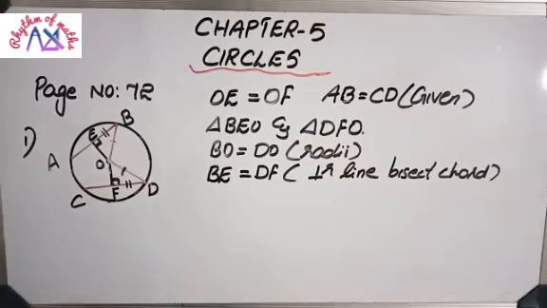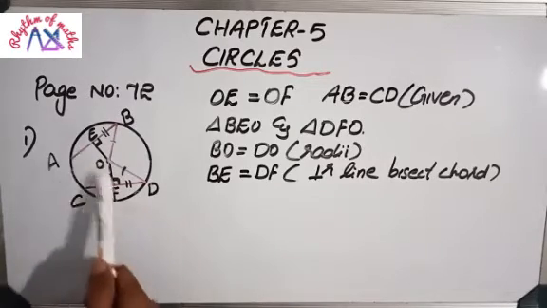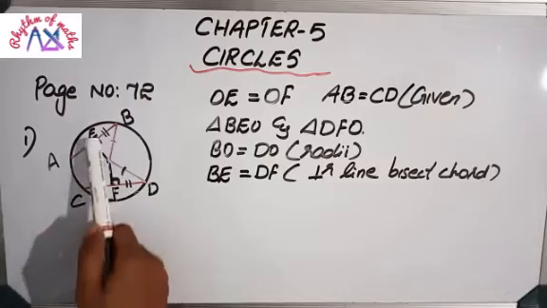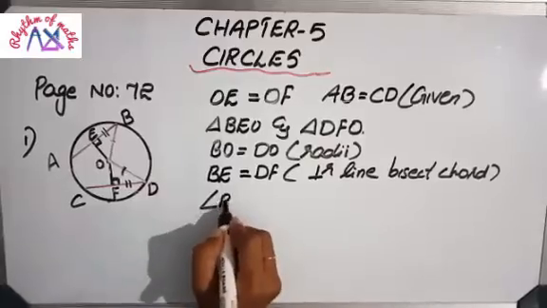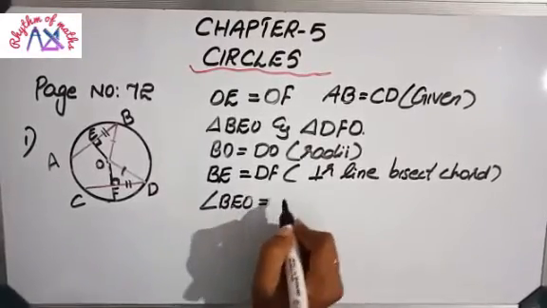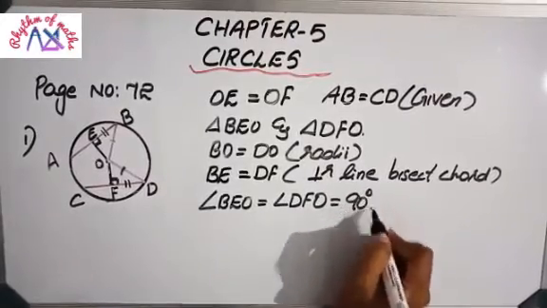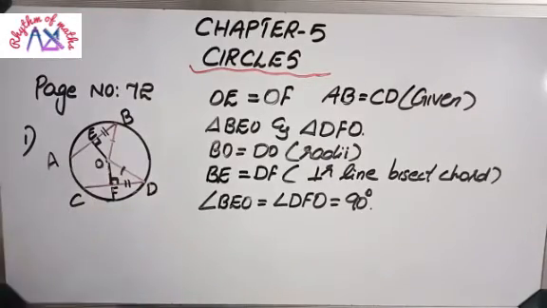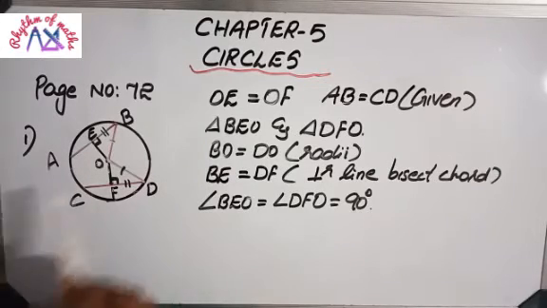Now, two sides equal, and we can say that this OE and OF is the third side, and the angles BEO and DFO, these two angles are what? 90-degree angles. Angle BEO equal to angle DFO equal to 90 degrees. So two sides equal, one angle also equal, the 90-degree angle. We can write these two triangles are equal triangles, or right triangles.